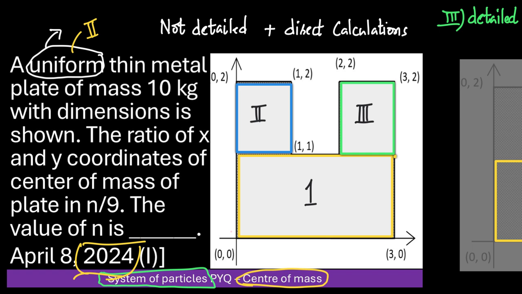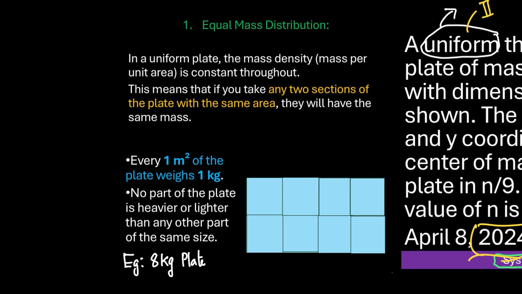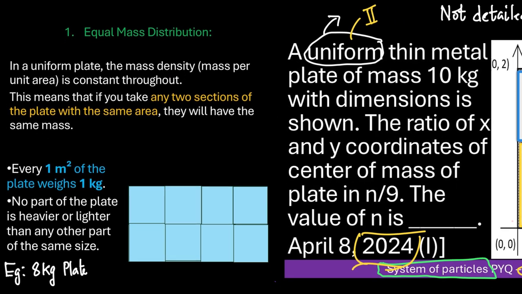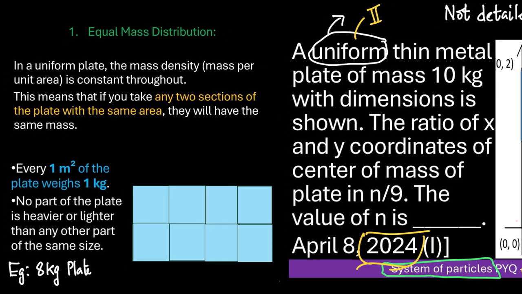So first is uniform thin metal. Uniform thin metal, what does it imply? It implies equal mass distribution, which means in a uniform plate, the mass density, which is mass per unit area, is constant throughout. Which further means that if you take any two sections of the plate with the same area, they will have the same mass. Okay.